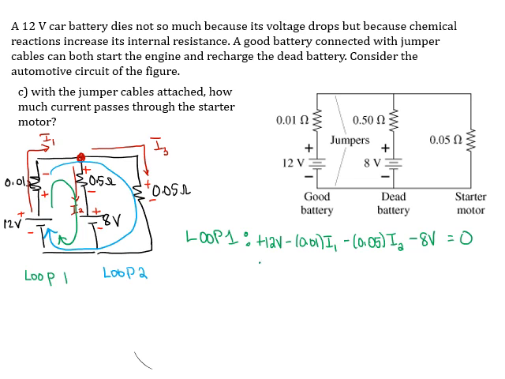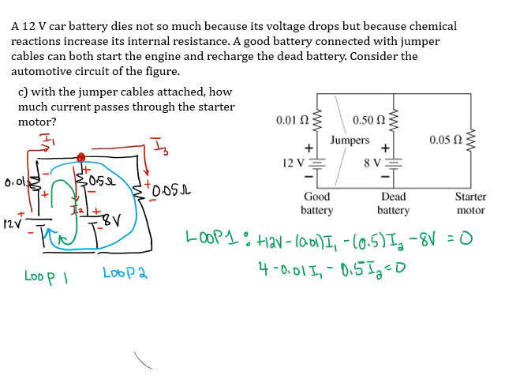So 12 minus 8 is 4, minus 0.01 I1 minus 0.05 I2 equals 0. So that gives us, did I mix up? Oh, I did mix up. I wrote down 0.05. It should have been 0.5. Okay, that's easily fixed. 0.5 I2, 0.5 I2.